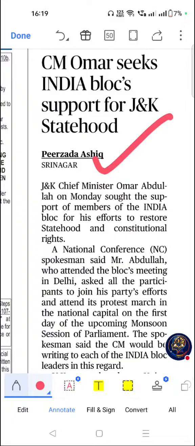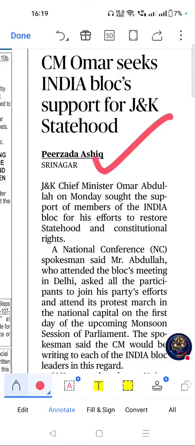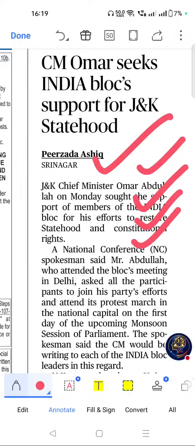CM Omar seeks India bloc's support for J&K statehood. If you see the importance of this article, Article 370 is one of the most important topics in Indian polity. Questions on Jammu and Kashmir frequently appear in UPSC prelims and mains. Statehood and Union Territory provisions are important constitutional themes, relevant for federalism and center-state relations. Frequently asked in SSC, State Public Service Commission exams, banking current affairs, and railway exams. Please go through this one.